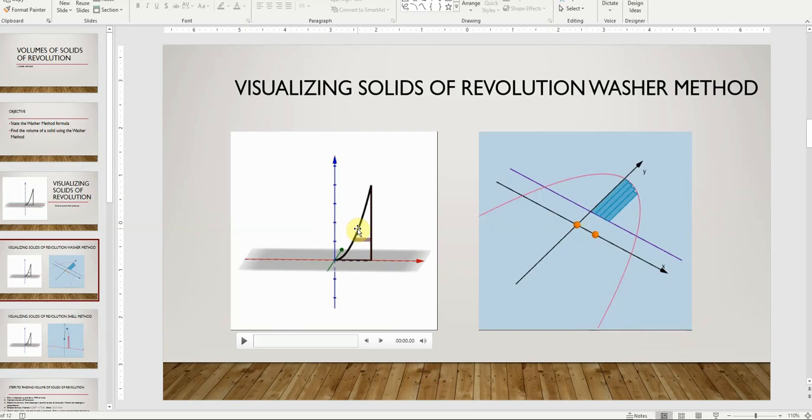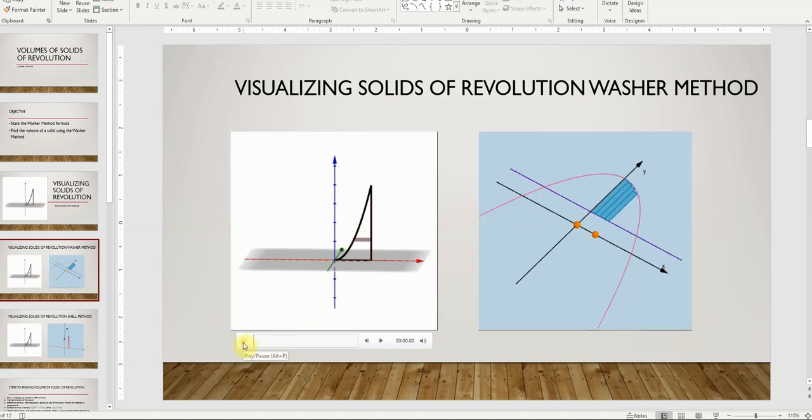Riemann sums use one rectangle to estimate the area underneath the curve. What we're going to do is estimate the volume by revolving only one rectangle around. So let's go ahead and look at that rectangle here. I created a rectangle which is lying flat. It's perpendicular to the x-axis.